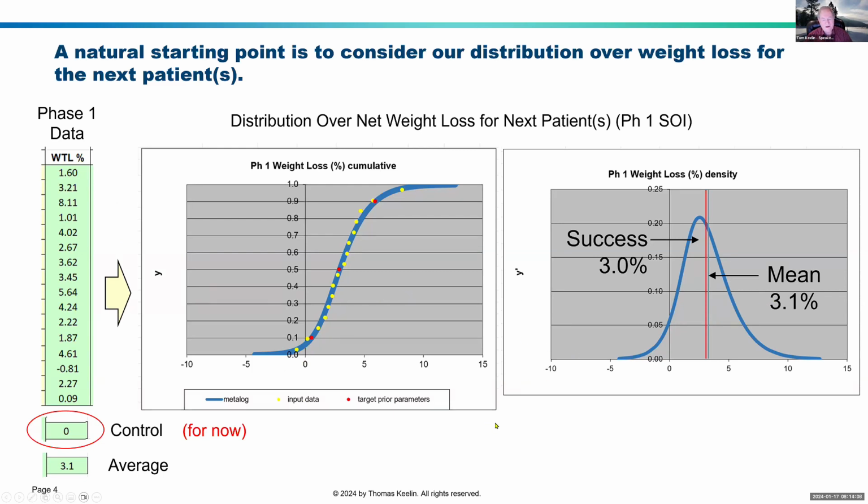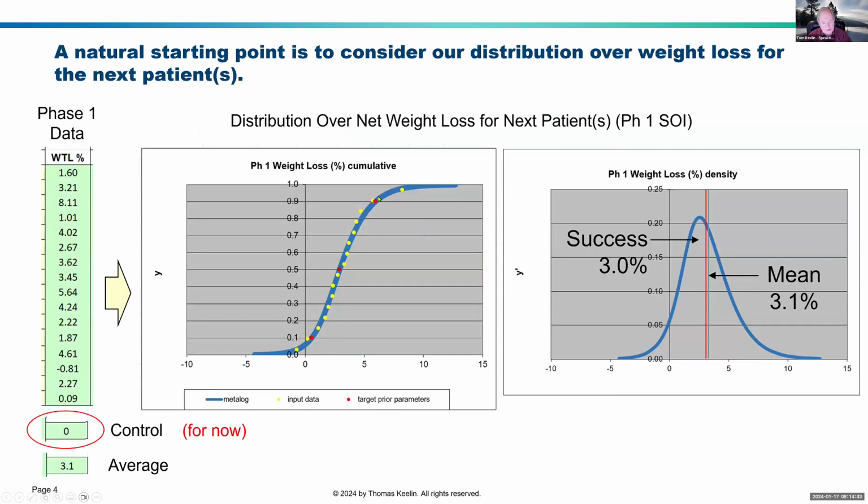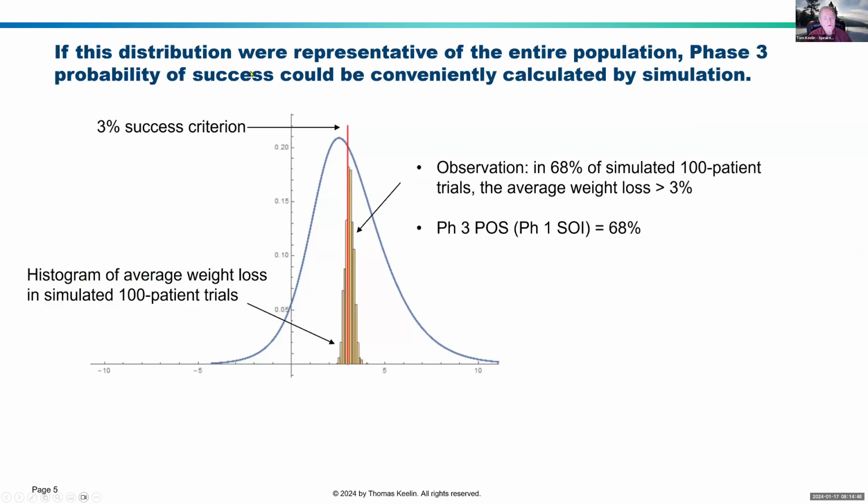Well, what would we make of that? Based only on this information, how would we calculate or even think about calculating a probability of success, assuming the next trial, suppose phase 2 is skipped and we just go directly to phase 3, would be a 100 patient treated trial with a control group? How would you think about that probability of success? Interesting, I've been around this space for a long time, but I've not done this kind of calculation before the question that Eric and Sean asked. So there's a big if here. If this probability distribution that I just showed, that is this metalog fitting through the data, were representative of the entire population, then the phase 3 probability of success could be conveniently calculated by simulation.